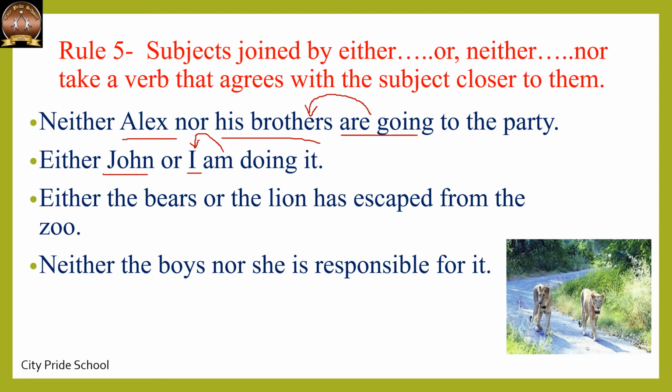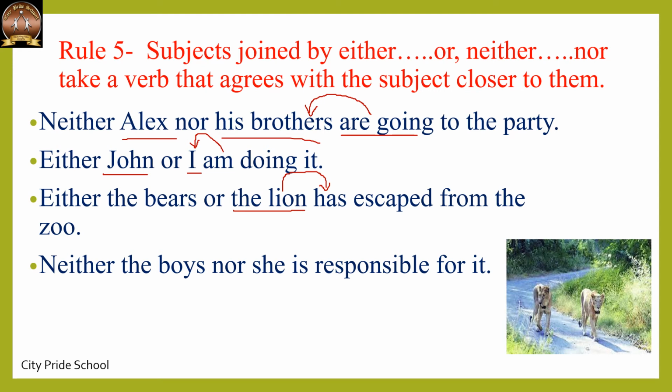Either the bears or the lion has escaped from the zoo. So either the bears or the lion. Here the lion is the closer subject and it is singular, so a singular verb has been used. Either the bears or the lion has escaped from the zoo.